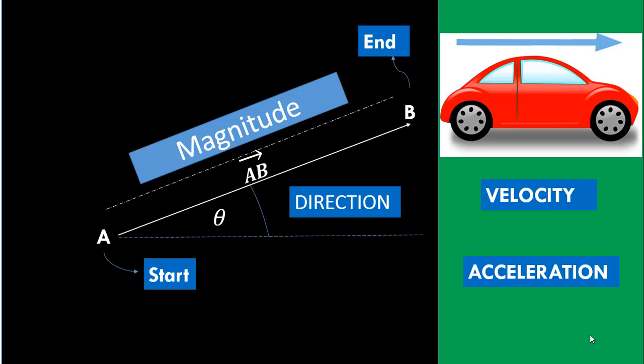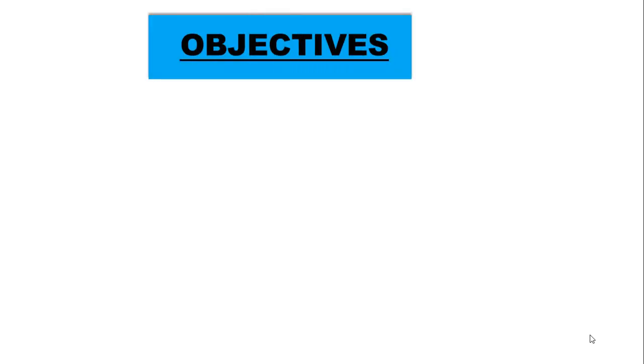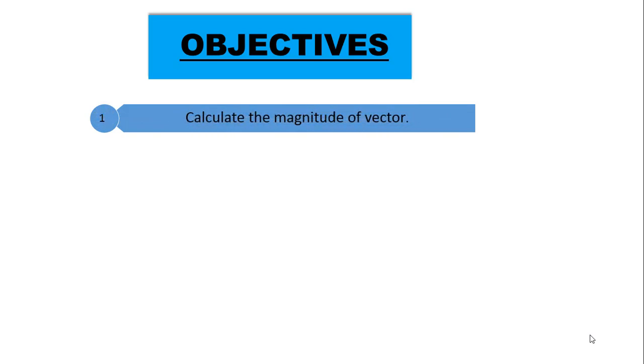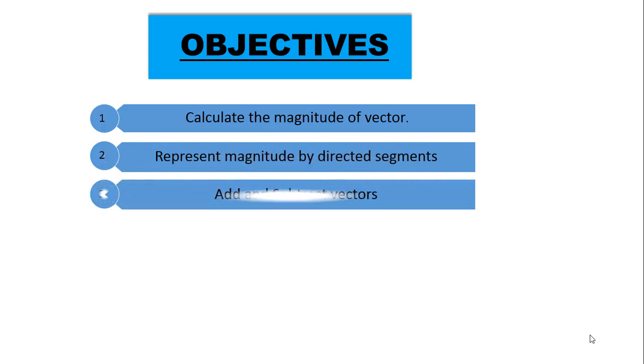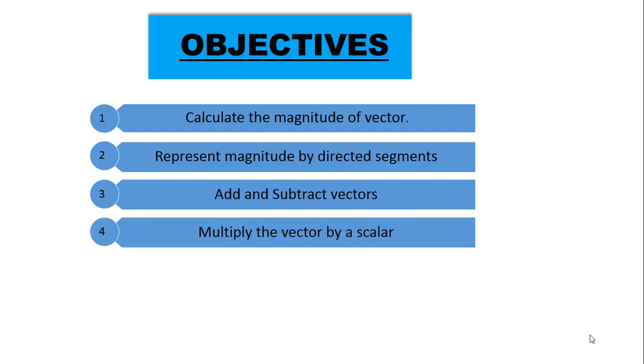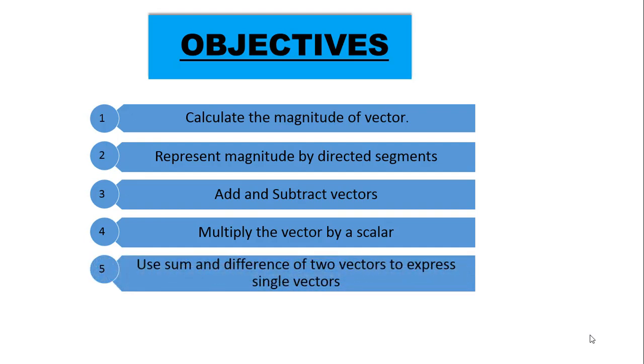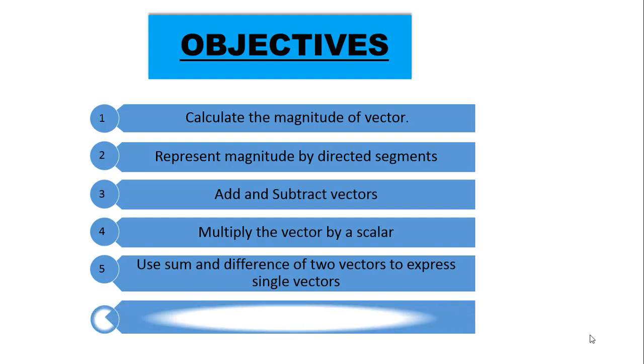After the brief introduction to this topic, vectors, let's straight away jump into the objectives that we have to attain in this particular syllabus. So students, there are 6 main objectives that we have to attain. Number 1, you must know how to calculate the magnitude of the vector. Number 2, represent the magnitude by directed segments. Number 3, you must learn how to add and subtract two vectors or more than two vectors. Number 4, multiply the vector by a scalar number. Number 5, you must know how to use the sum and difference of two vectors to express them in a single vector. And the last one, which is the most important one, use position vectors.